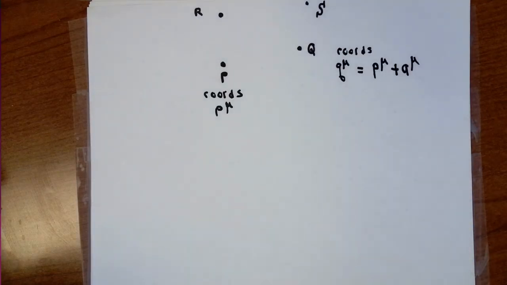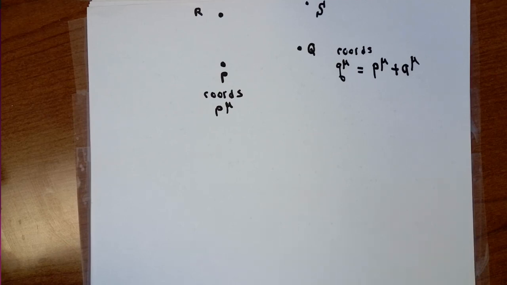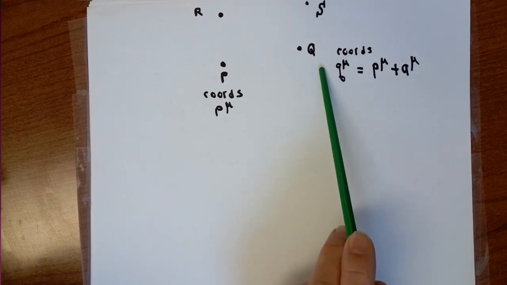I'm going to call the coordinates of point P by P mu. In relativity, the mu could be 0, 1, 2, or 3. In geometry problems, it might be 1 or 2, or 1, 2, or 3. The coordinates of point Q, I'll call Q mu. These will differ from the coordinates of P mu by some amount. I'll call those numbers A mu. If we were in a flat space and using flat coordinates, those numbers A mu would be the components of the vector starting at P, ending at Q.